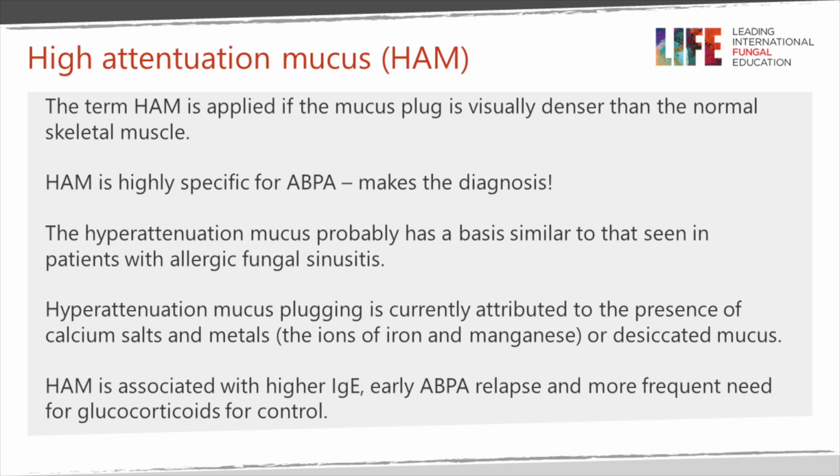There's a very similar process which happens in the sinuses, and again, if you see hyper-attenuating pus inside the sinuses, then you've almost certainly got allergic fungal sinusitis. It's partly due to desiccation, but also iron, manganese, calcium within the mucus causing this increased attenuation. And it's a poor prognostic sign: you are likely to have a higher IgE, more frequent relapses and more need for steroids to control the underlying ABPA.